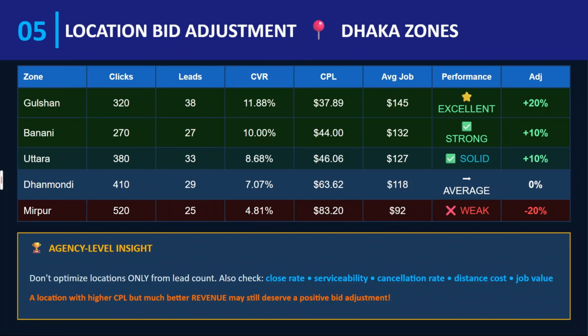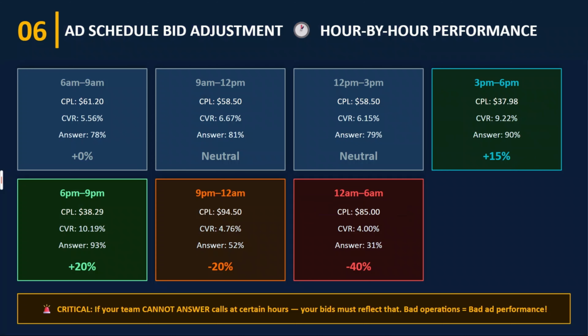But here is a really important lesson, and this is agency level thinking. Do not just look at cost per lead. Also look at the job value. Sometimes a location has a higher cost per lead, but the jobs there are bigger, higher value, and customers actually pay without canceling. So in that case, you might still want to increase bids there. Even if the CPL looks high, always think about the full picture, not just one number. Okay, remember this.